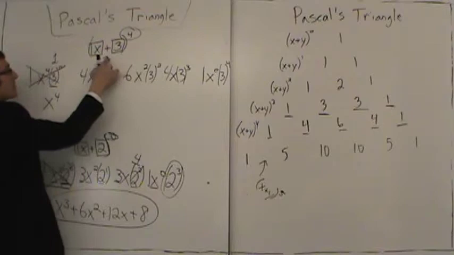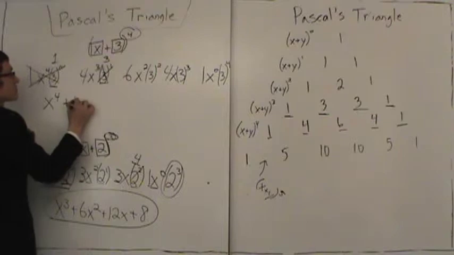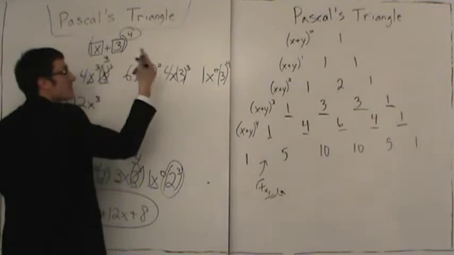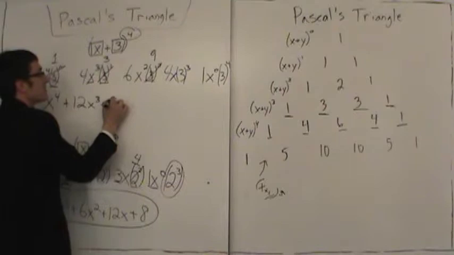And now 3 times 4, multiply these. We're not adding them, we're multiplying. 3 times 4 is 12. So we get plus 12x to the third. And now, what is 3 squared? 3 squared is 3 times 3, which is 9. Now take 9 times 6. 9 times 6 is 54x squared.